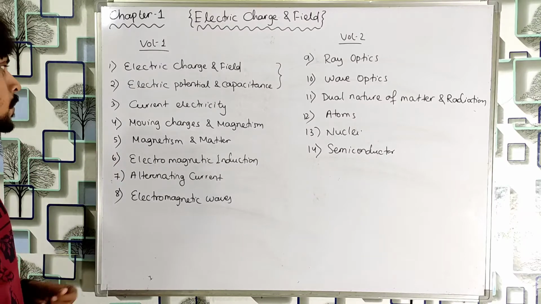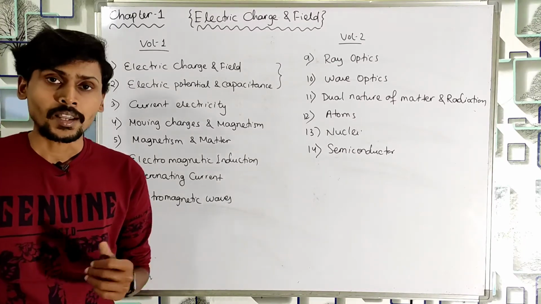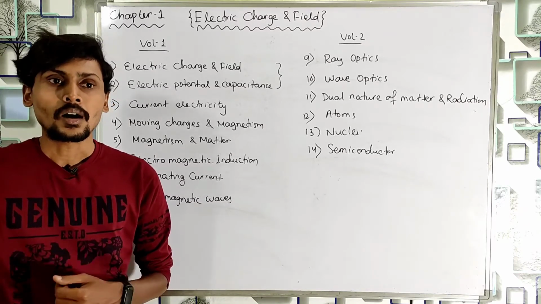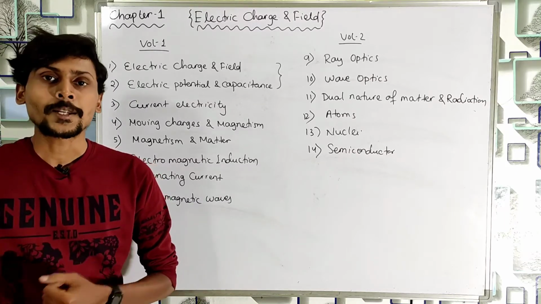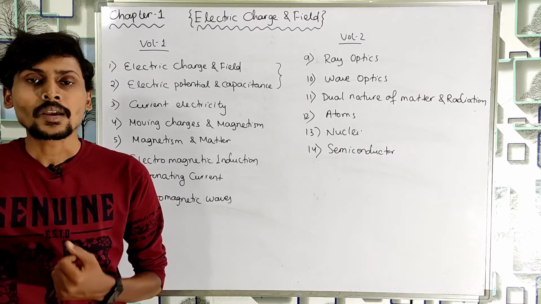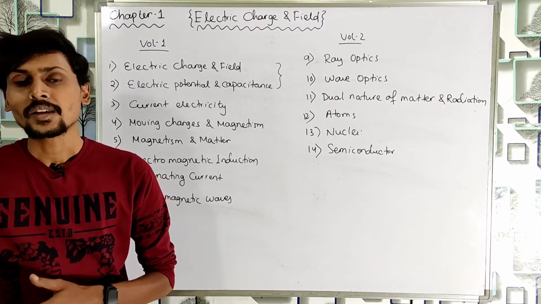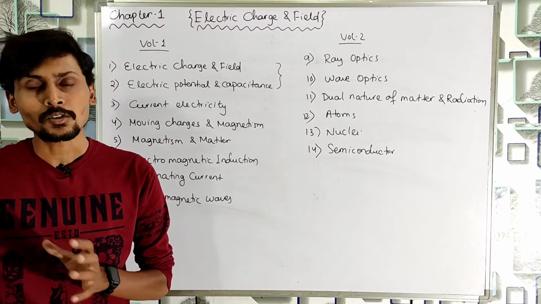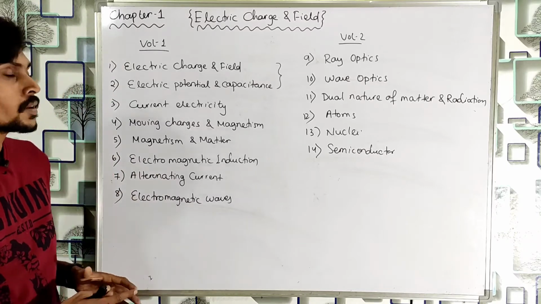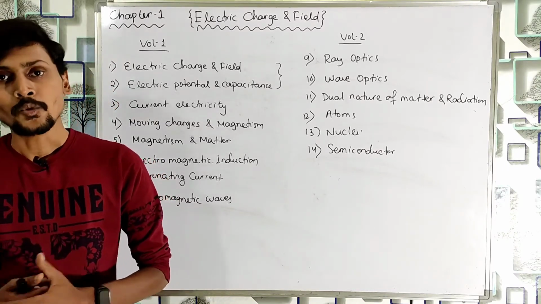Then come to chapter number 3. It is about electric current. So in class 10 you have already studied about electric current. What is the meaning of electric current? How does the electric current flow in a circuit? What is the function of a battery? What is potential difference? Then what is resistance in series, in parallel, electric power, electric energy, all those things you have already studied in class 10. So in class 12 we will again study all those things and we will also discuss something more.